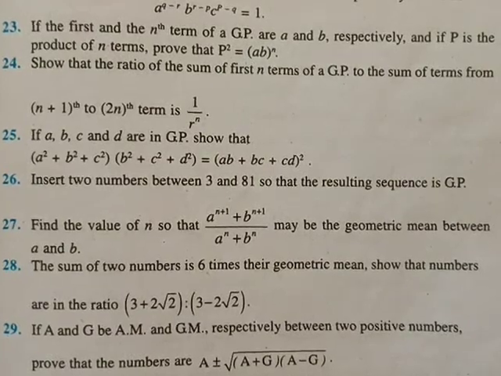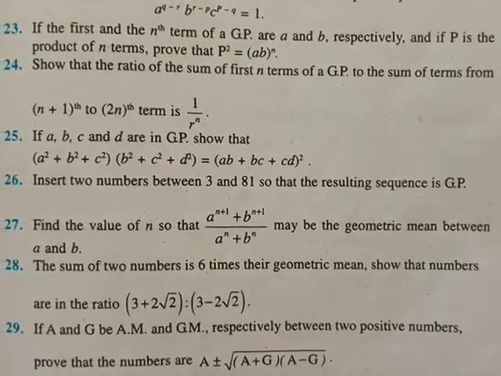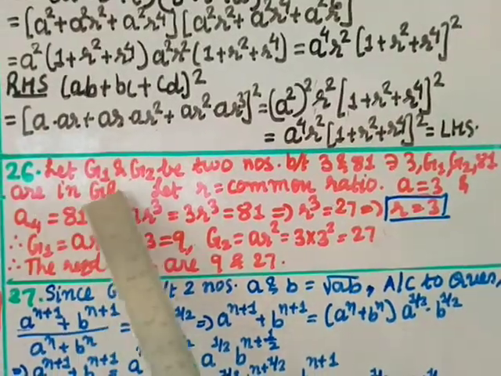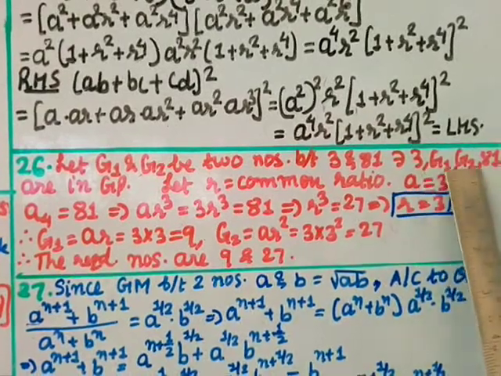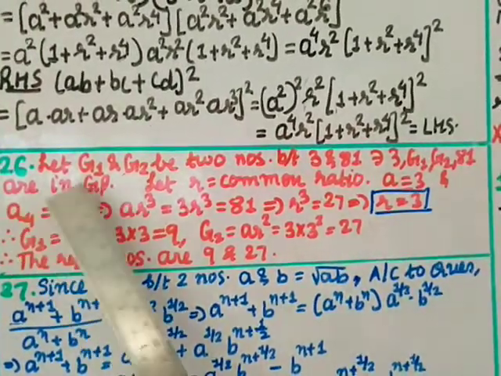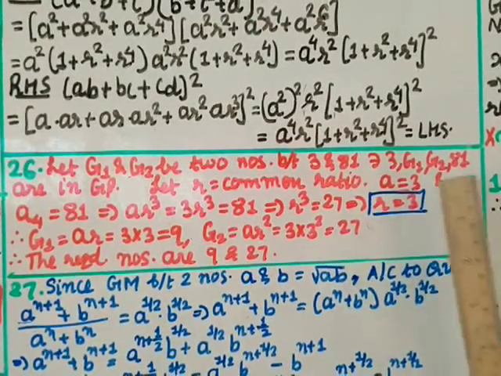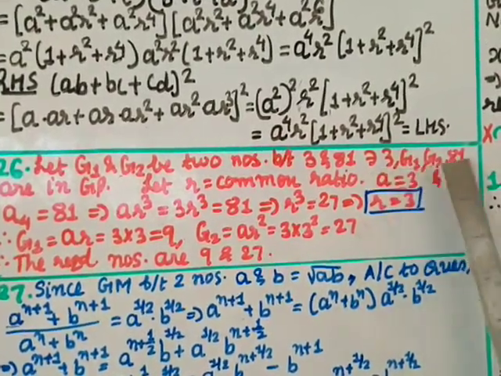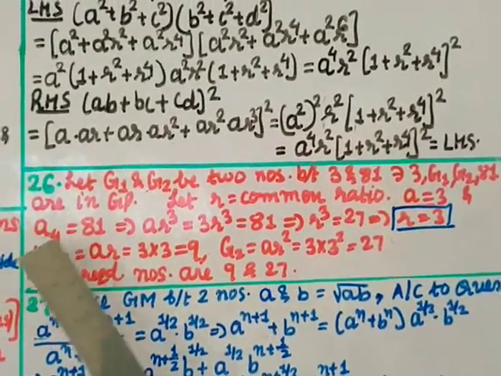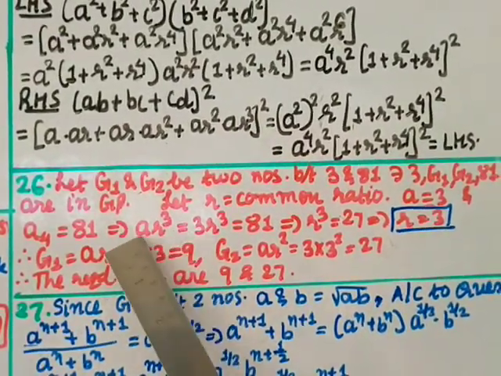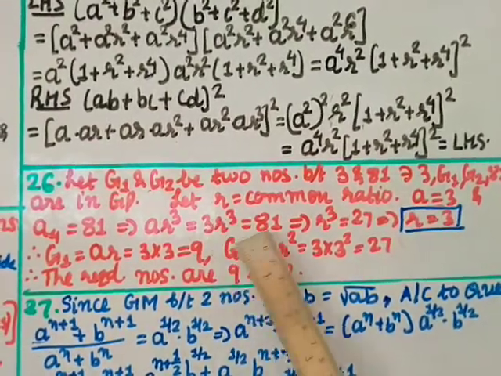Insert two numbers between 3 and 81 so that the resulting sequence is GP. Let G1 and G2 be the two numbers between 3 and 81 such that 3, G1, G2 and 81 are in GP. Let r be the common ratio, and a is the first term 3, and the last term, that is the fourth term, is 81. A4 is 81. Now A4 by formula is a into r³, a value we have taken 3 from here, r³ as it is equal to 81.